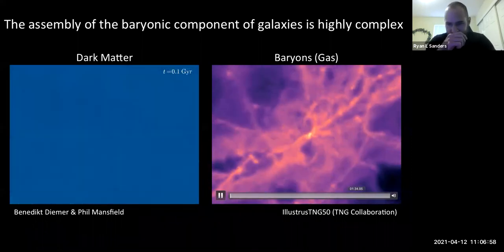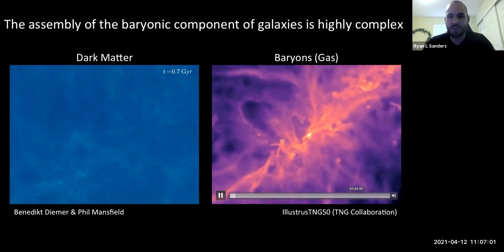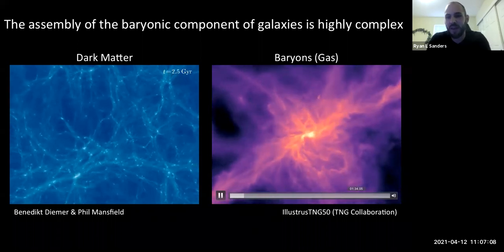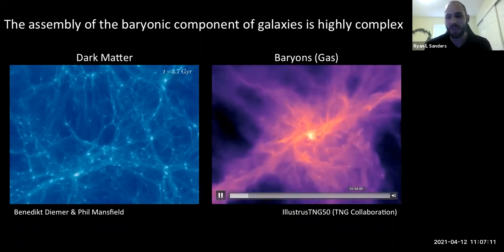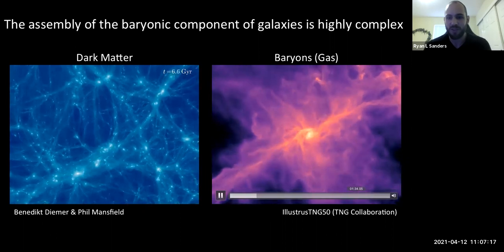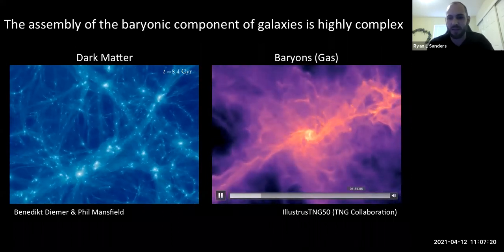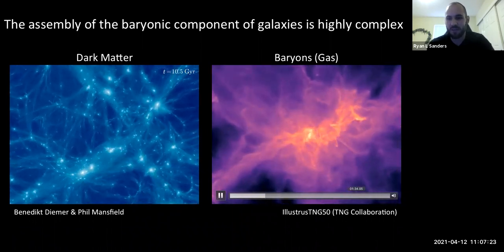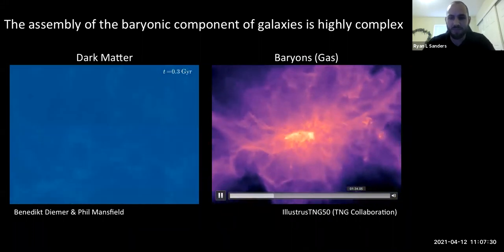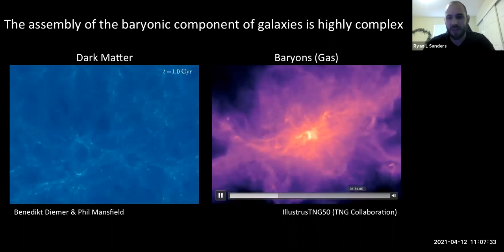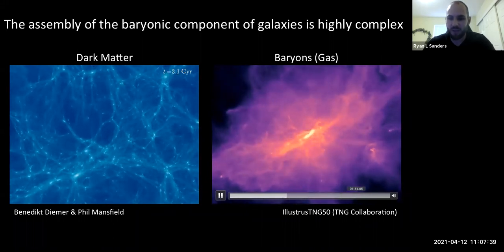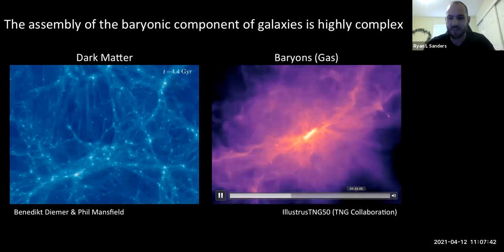But on the right, we have a simulation from the illustrious TNG collaboration. And this is showing the baryons. So this is showing the gas interactions in a hydro simulation. And you can see that the interaction of the baryons is extremely complex. You not only have the infall due to gravity, but you also have gas that's being pushed outwards due to energetic feedback when this gas is processed during the process of galaxy formation. And so this big mess of complex processes in the baryons makes it a much harder process to understand completely. And so there's a lot of gaps in our knowledge that we're working on improving of understanding how the baryonic processes that form galaxies behave in detail.